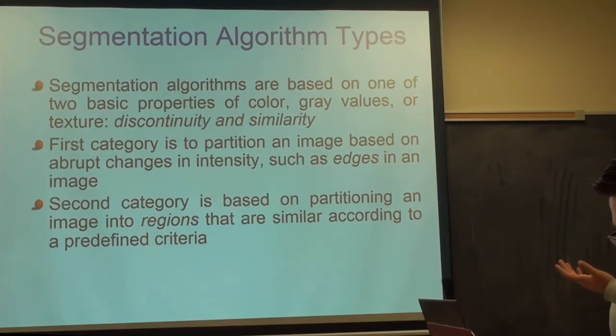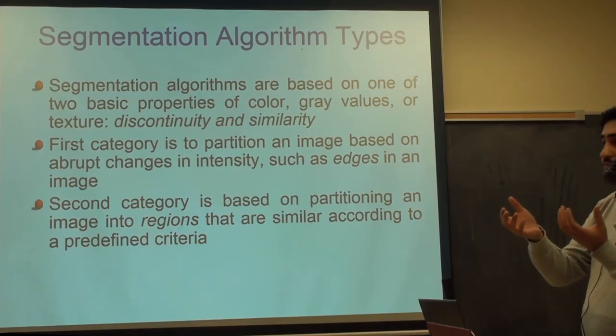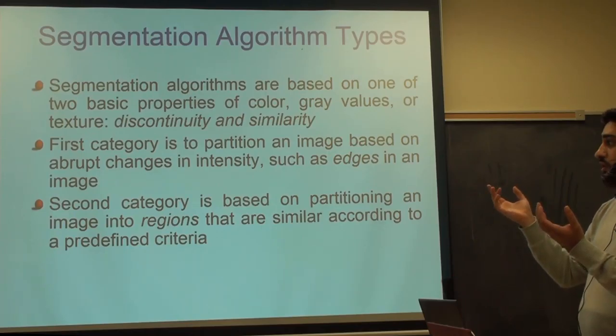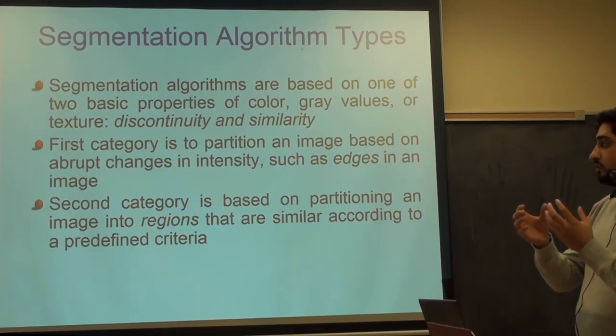So how can we segment the picture? The basic properties of a picture are colors and contours, with gray values included in colors. So the basic approach is to look at the pixels and group similar colored pixels together, or, as we saw previously, group contours, similar structures, together.